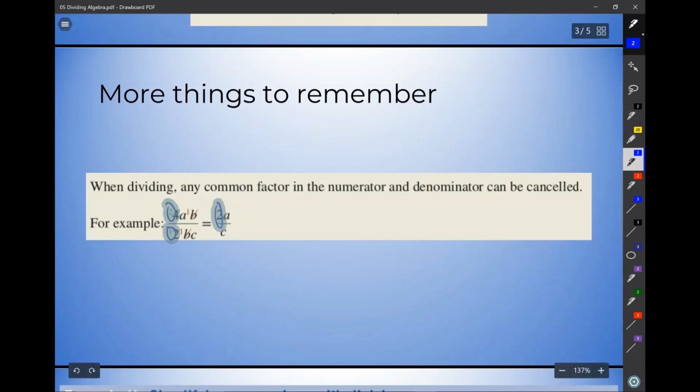Now, when we're dealing with letters though, the job is a lot simpler. All you're looking for when you're simplifying division in algebra is if there is a letter the same on the top and the bottom, it disappears. In this case, there was a B on the top and the bottom, and they both just go away. There's no B in the answer.